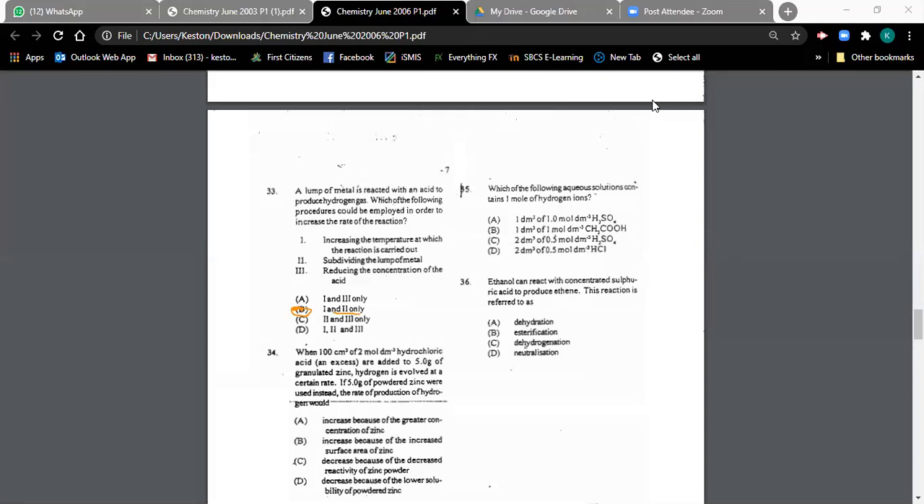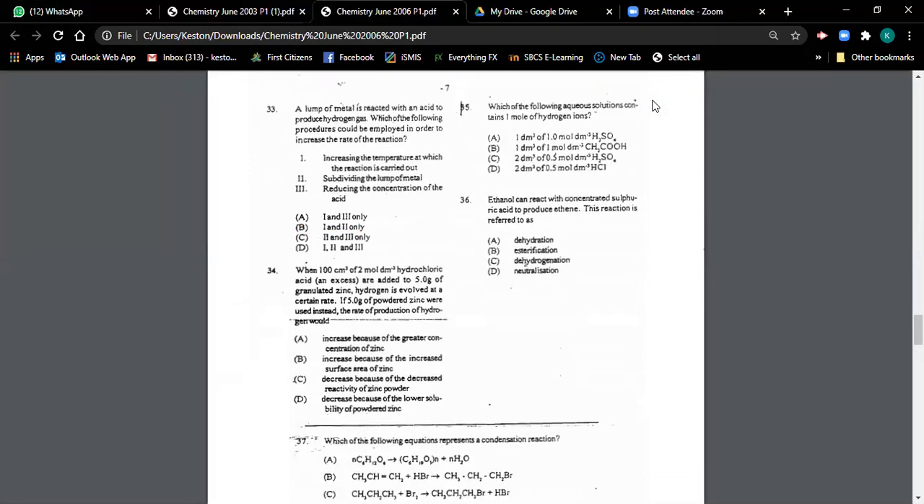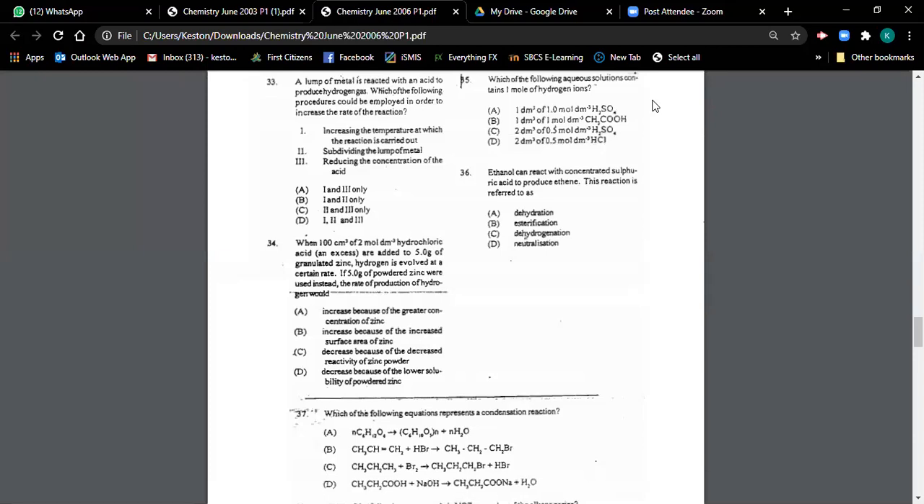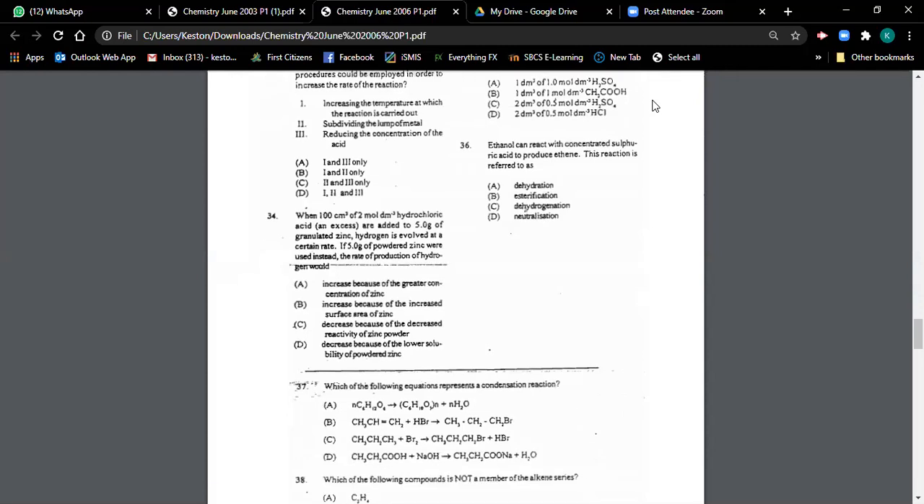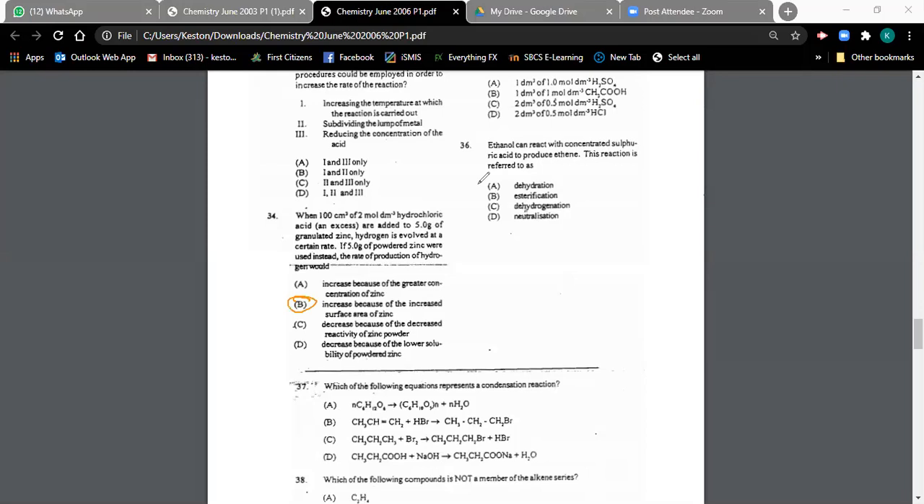34. When 100 centimeters cubed of 2 molar hydrochloric acid, in excess, is added to 5.0 grams of granulated zinc, hydrogen is evolved at a certain rate. If 5 grams of powdered zinc were used instead, the rate of production of hydrogen would what? So we go from granulated to powder. Yep, another B. Increase, because the surface area has now increased, right? So the reaction will take place faster than before.